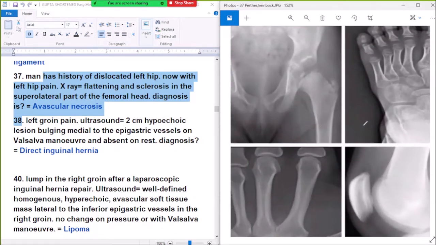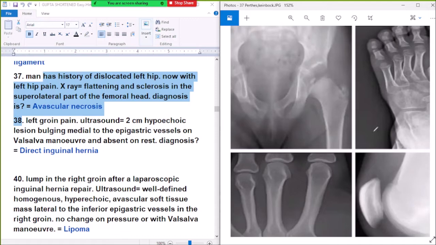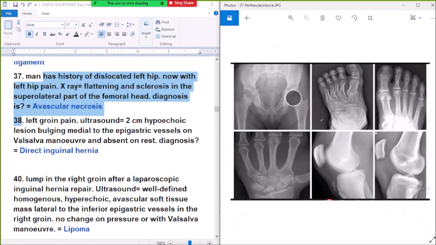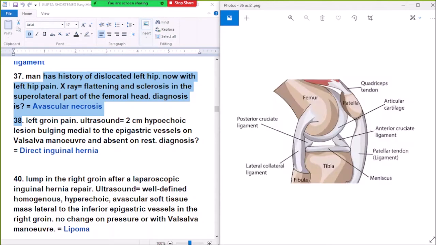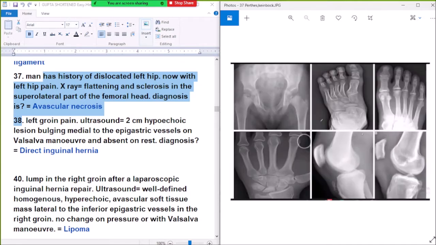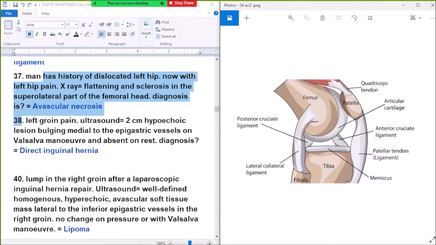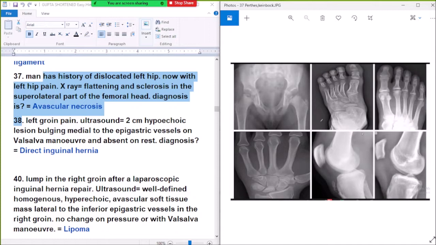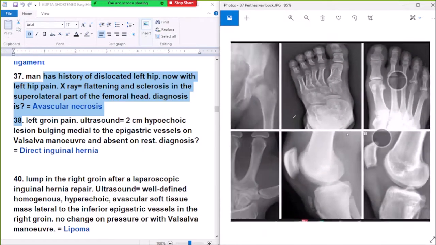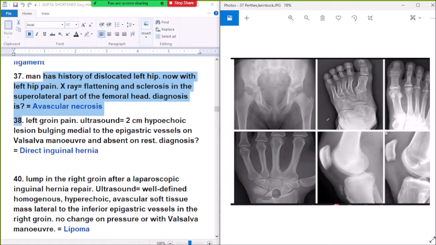The man has X-ray flattening and sclerosis in the superior lateral part of the femoral head, diagnosis avascular necrosis. Avascular necrosis of bilateral heads, Perthes disease. Avascular navicular bone, Köhler disease. Avascular second metatarsal head, Freiberg disease. Avascular lunate.